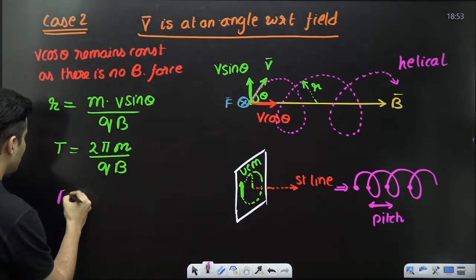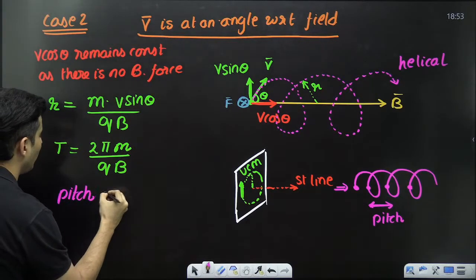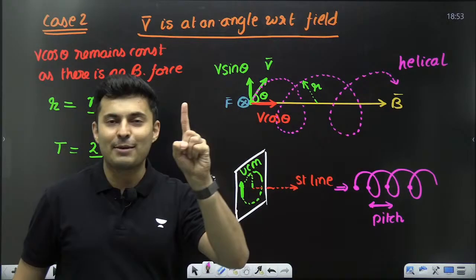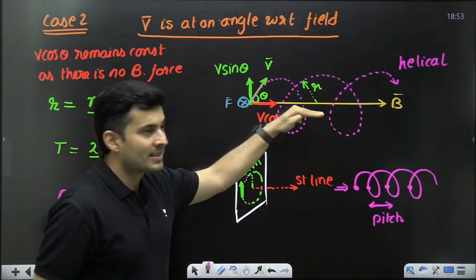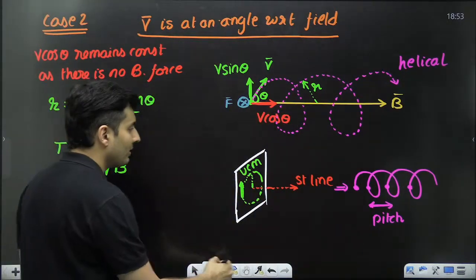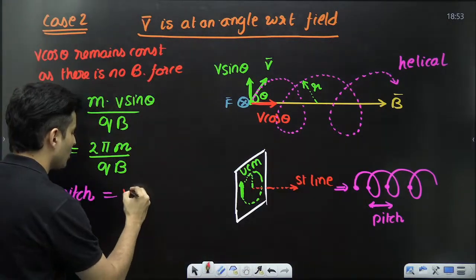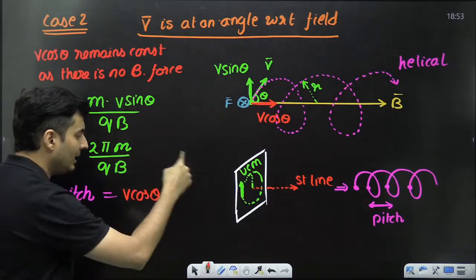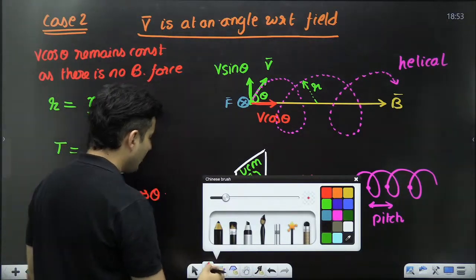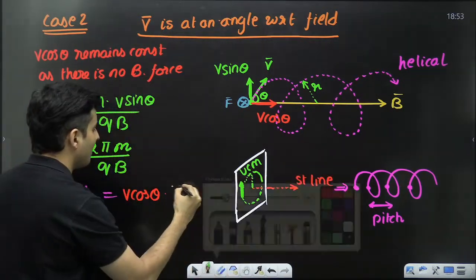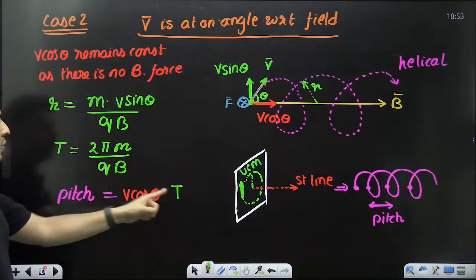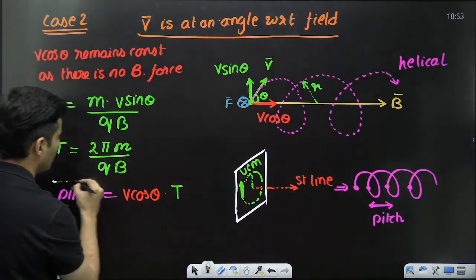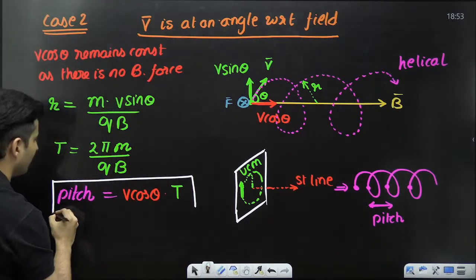Let's talk about the pitch. Can you guys quickly guess what the pitch could be? How much does it go in one time period? It's going with a constant speed of v cos theta. So obviously v cos theta will be there. That's the speed into the time, and the time is basically the time period. That's the value of the pitch. As simple as that. So you should remember this formula, obviously.